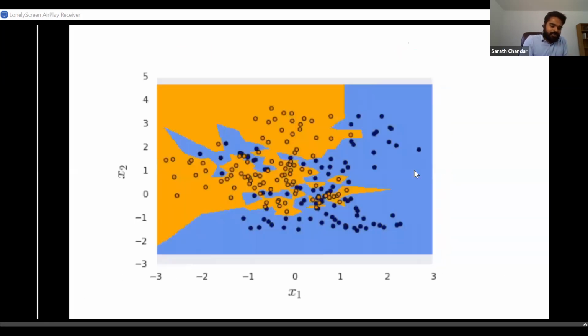Now let's consider what happens when I use k equal to 1. This is an example where k is equal to 1. I just pick one nearest neighbor, and you can see that there is no misclassification here. So does that mean k equal to 1 is a good KNN model?